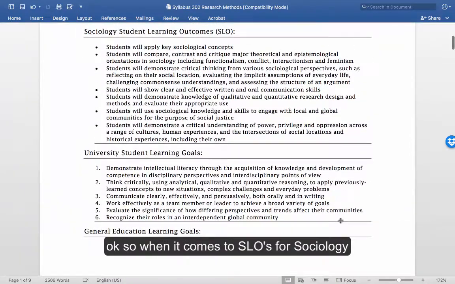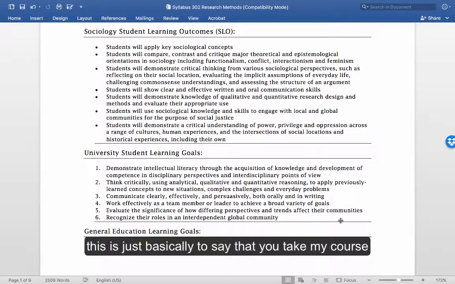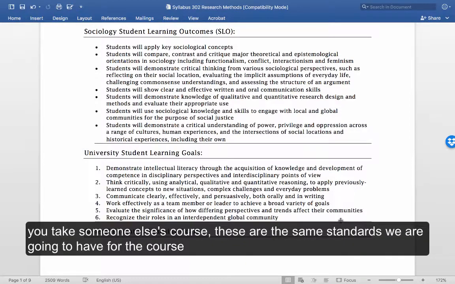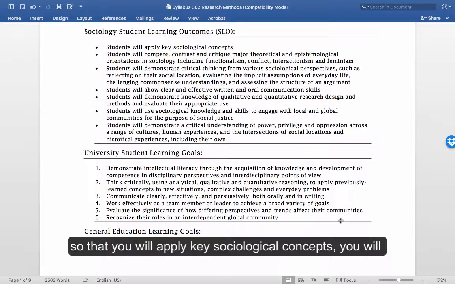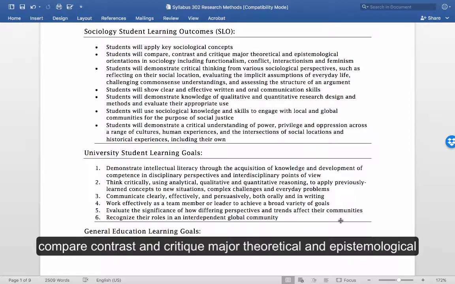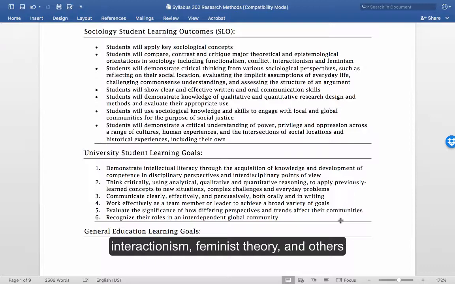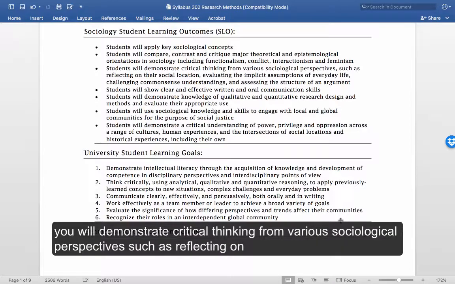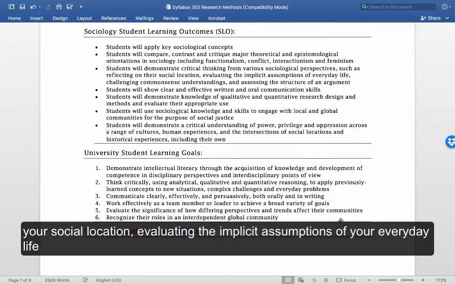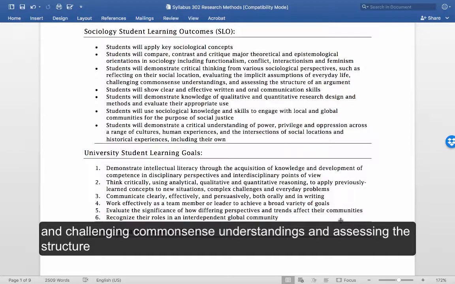Okay, so when it comes to the SLOs for sociology, this is just basically to say that if you take my course or someone else's course, these are the same standards we're going to have for the course, right? So you will apply key sociological concepts. You will compare, contrast, and critique major theoretical and epistemological orientations in sociology, including functionalism, conflict theory, interactionism, feminist theory, and others. You will demonstrate critical thinking from various sociological perspectives, such as reflecting on your social location, evaluating the implicit assumptions of your everyday life, challenging common sense understandings, and assessing the structure of an argument.